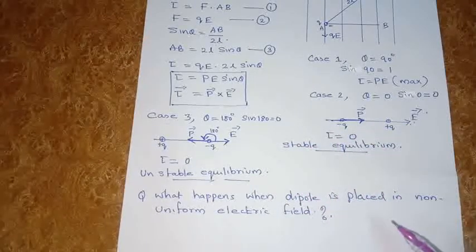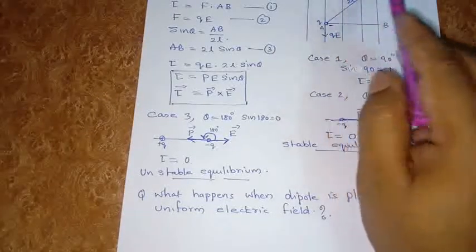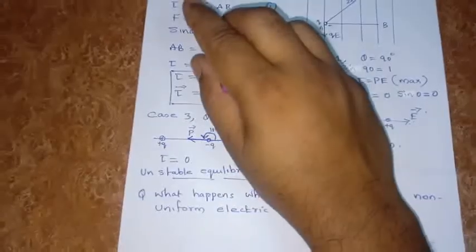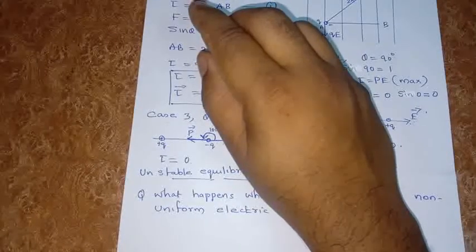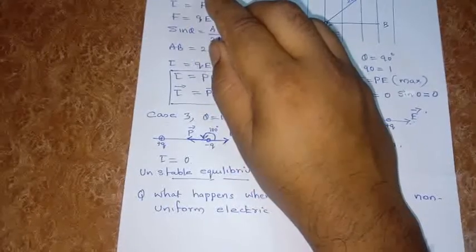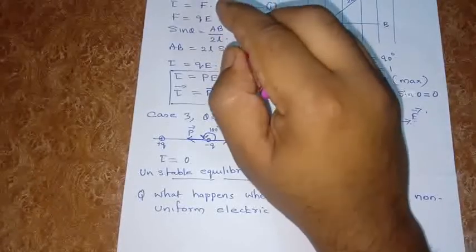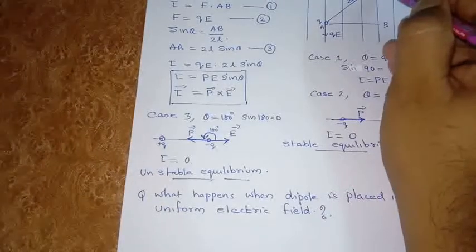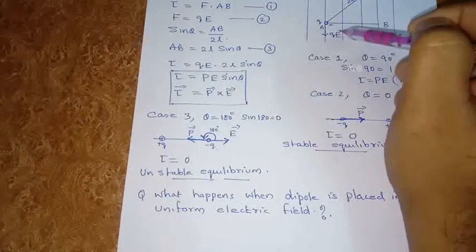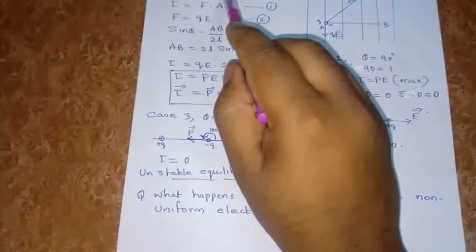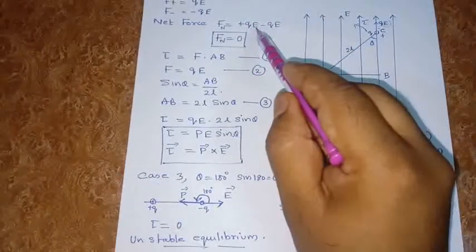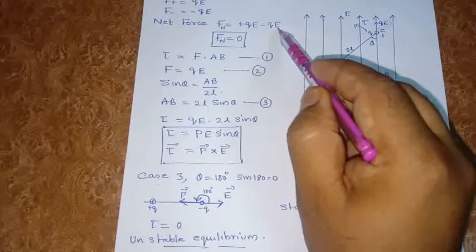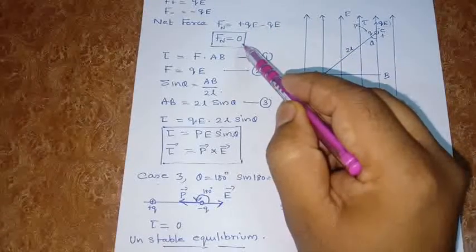Now one more question I want to discuss. What happens when a dipole is placed in a non-uniform electric field? So we are discussing uniform electric field only. In uniform electric field, the force acting on the plus q charge is equal to the force acting on the minus q charge, because the charge remains the same and the electric field is also uniform. So if the electric field is not uniform, that is, the electric field at this point is not equal to the electric field at this point, then the net force acting on the dipole will not be 0. Because this electric field is not equal to this electric field, there is an unbalanced force acting on the dipole.